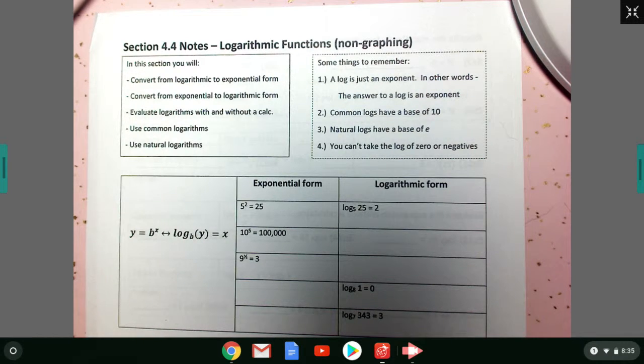And then another thing to keep in mind, you can't take the log of 0 or negatives because of how the exponents work, vice versa. So let's get into the conversions.